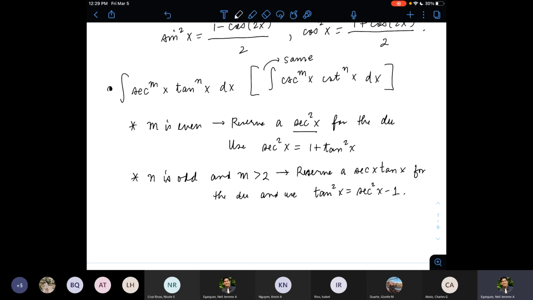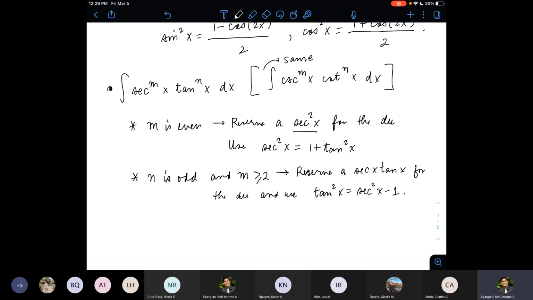So if the power of tangent is odd and secant is at least, I guess it's at least 2, so that could be greater than or equal to 2, then reserve a secant tangent for the du, and that's a hint. Since you're reserving a secant x tangent x for the du, then that means we are targeting u to be equal to secant x. So everything that remains should be expressed in terms of secant, and for that we have the identity tangent squared x equals secant squared x minus 1.